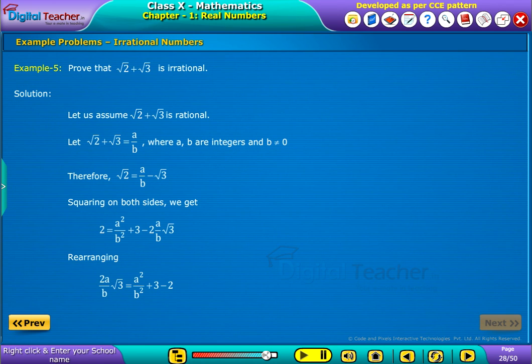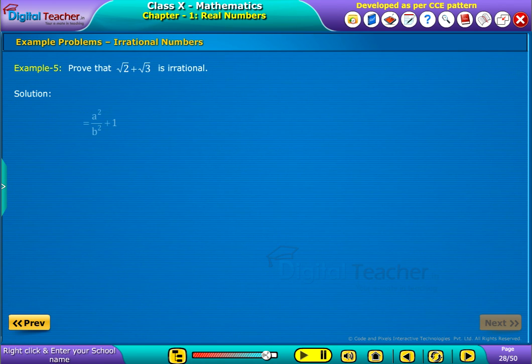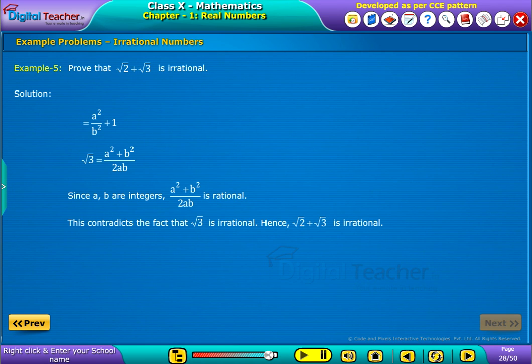Rearranging. Since a and b are integers, a squared plus b squared by 2ab is rational. This contradicts the fact that root 3 is irrational. Therefore, root 2 plus root 3 is irrational.